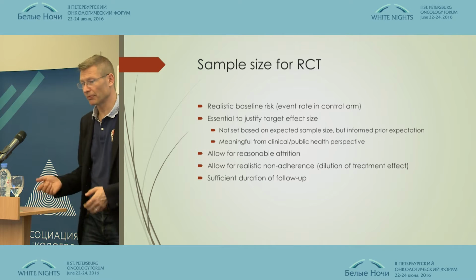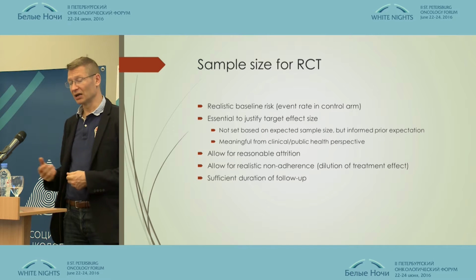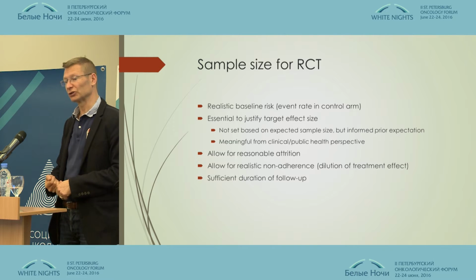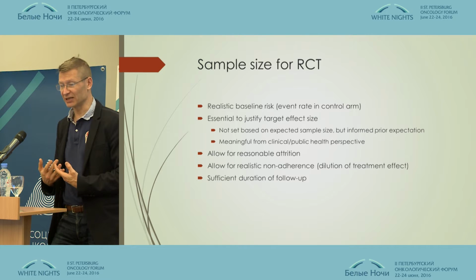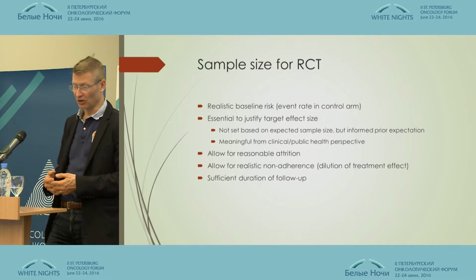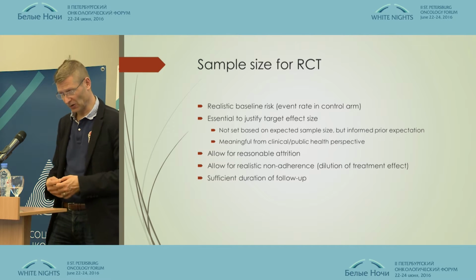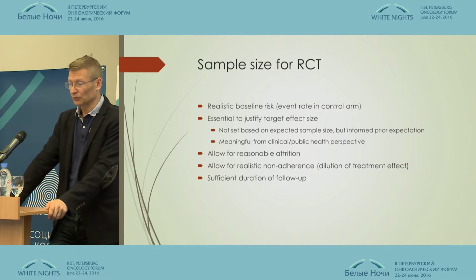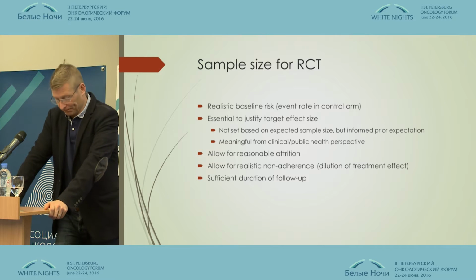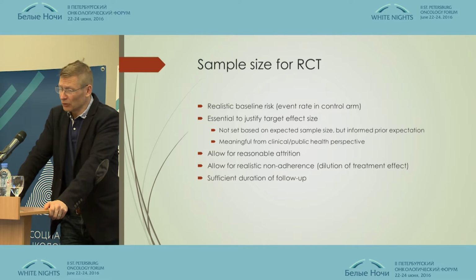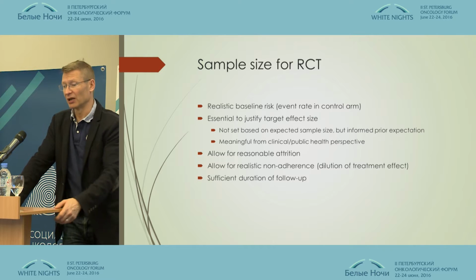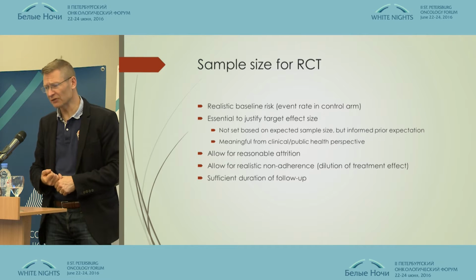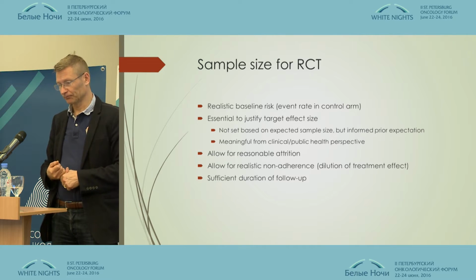I already mentioned in passing sample size. For sample size calculations to predict the power of the trial, you need to have realistic estimates of the baseline risk. What is the event rate in the control arm? For instance, how common are the outcomes in this particular group of patients, and you have long enough follow-up. This is really needed in order to justify the effect size.